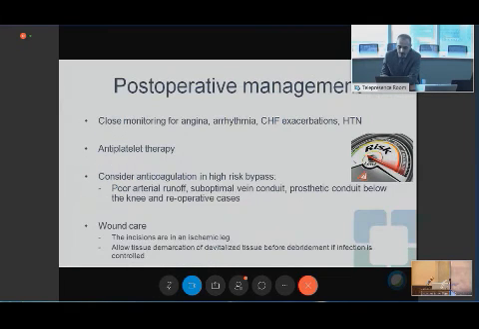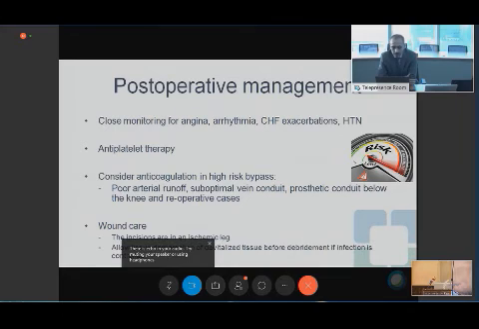Post-operative management, we have to keep close monitoring for the patient's cardiovascular status, including angina, arrhythmia, CHF exacerbation, hypertension. Everyone gets antiplatelet therapy, and we usually consider anticoagulation in high-risk bypass, which is usually defined as poor arterial runoff, suboptimal vein conduit, prosthetic conduit below the knee, and reoperative cases.